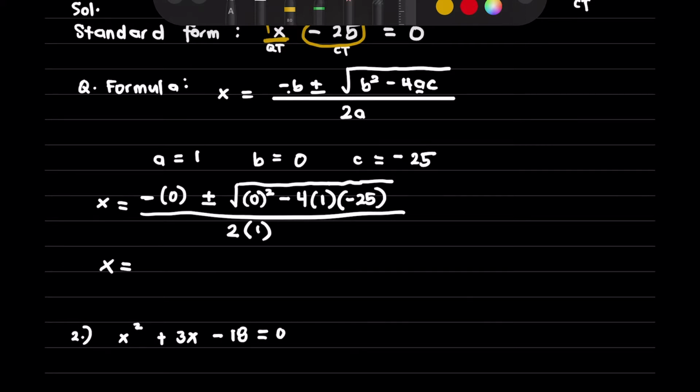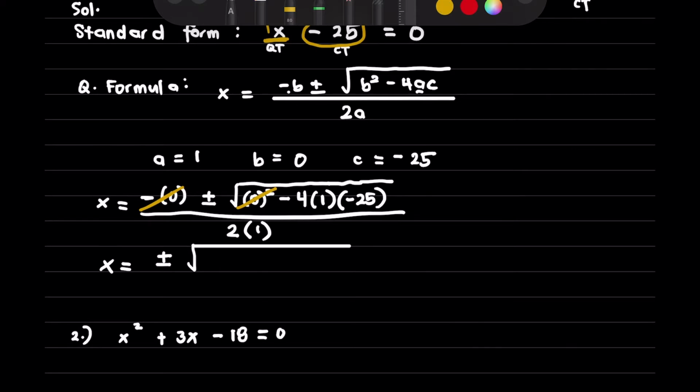Next, simplify natin. Negative times 0. So, that is 0. So, kung 0 na yan, i-cancel na natin yan. So, hindi na natin kailangan ilagay yung 0. So, plus, minus, so magiging positive, negative na to kasi wala na tayong number before this symbol. And then, square root, 0 squared, makakancel na yon.